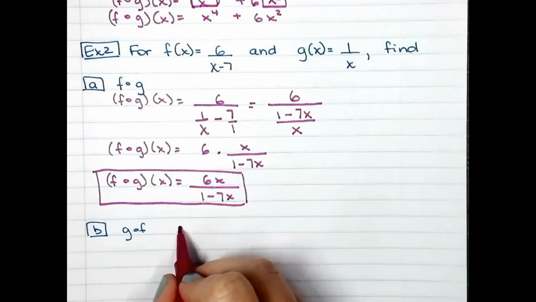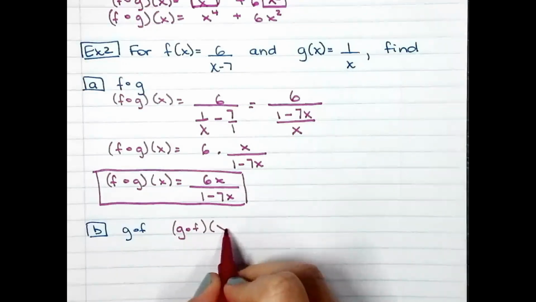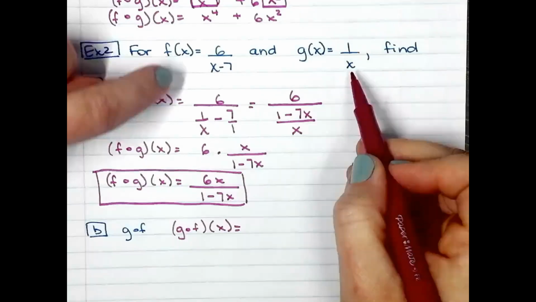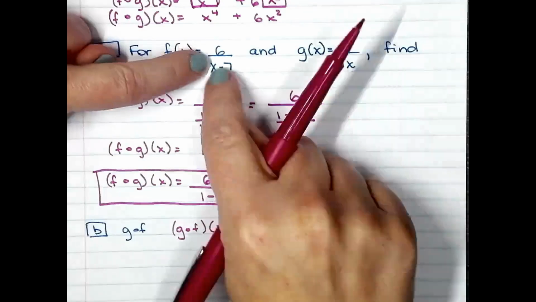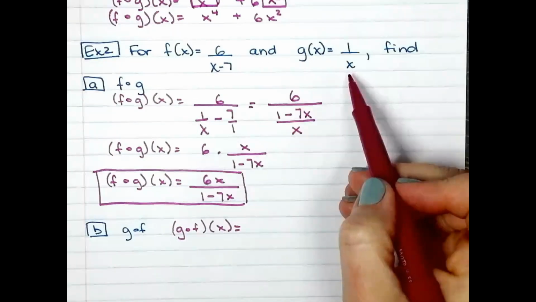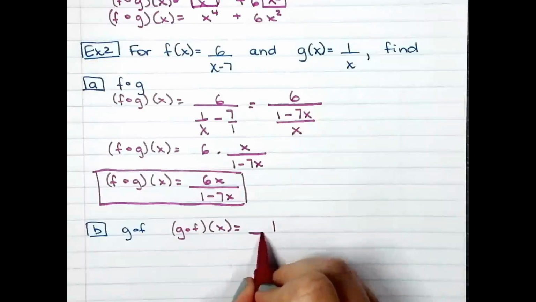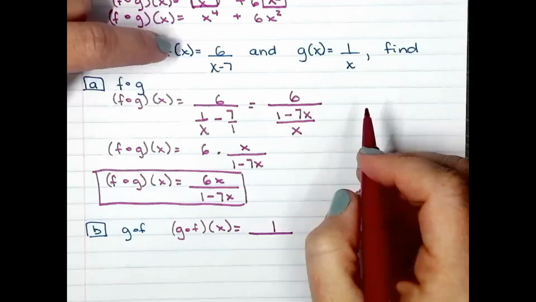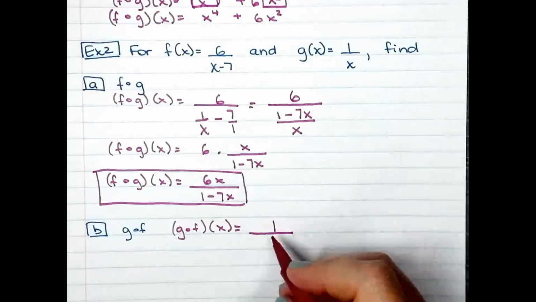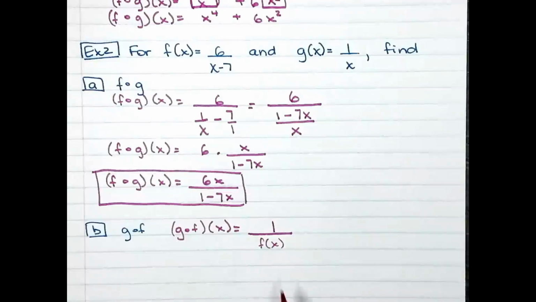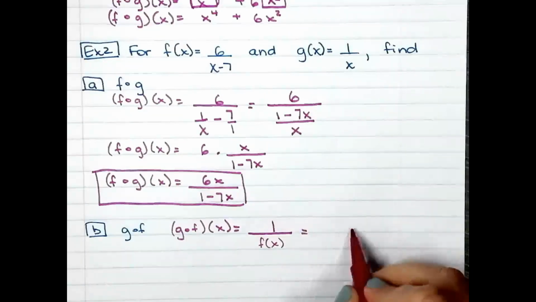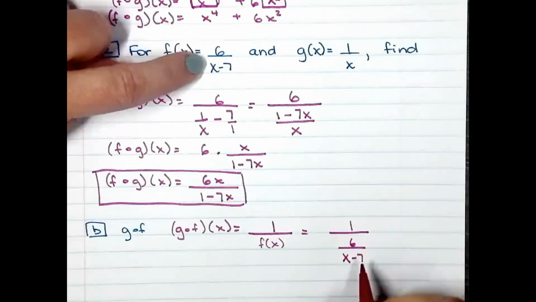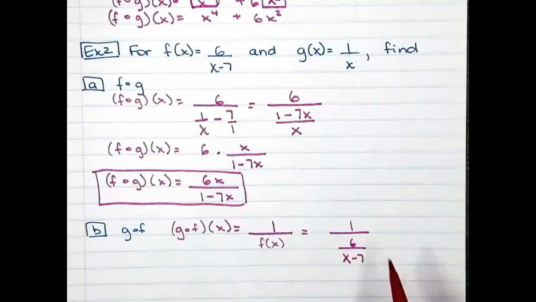So G compose F of X, I will use the G function, and when I see X, I will get the F of X function, and I'll replace this right there for X. Okay? 1 over, what is X? Well, X will be the F of X function. So if you want to write that, you can. I will, just because, what else am I doing? The F of X function is this whole crazy thing right here, 6 over X minus 7. Okay? It's not as bad once you look at it.